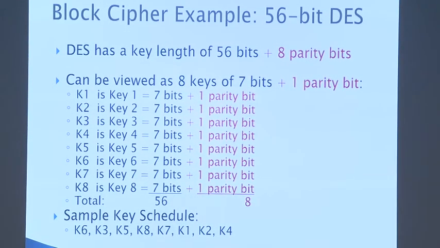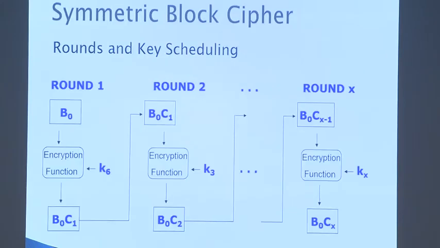So it's going to be 7 bits plus a parity bit. And then at the bottom of this, we have what is known as the key sample schedule. I first want to use key 6, then key 3, key 5, key 8, key 7, key 1, key 2, key 4. So how does this work?